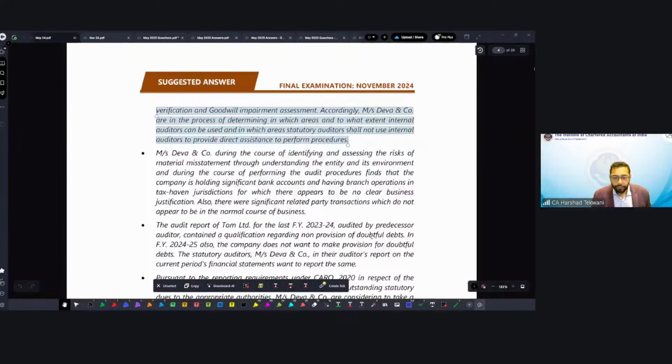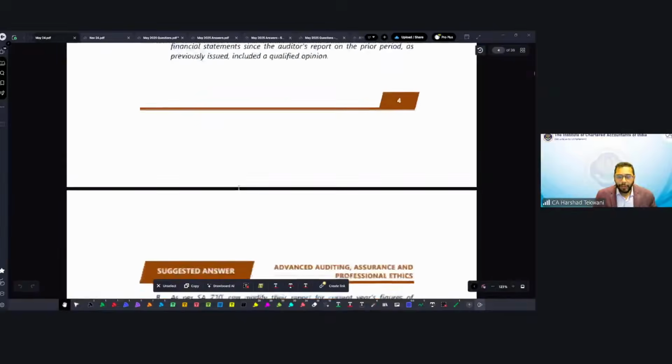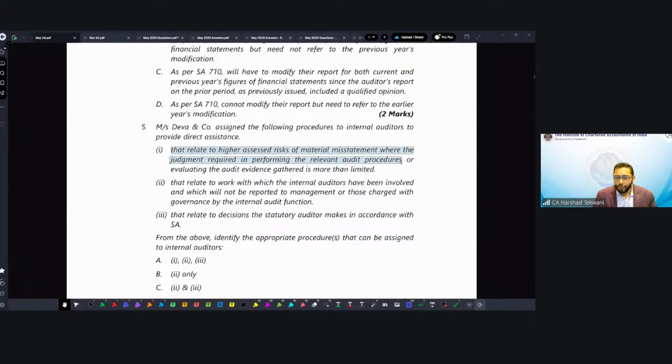Okay. So that was one of the scenarios. Now we will take questions. First, we'll see the questions on that. Now, what is the question? The question is, Messrs. Deva and Company assign the following procedures to the internal auditor for direct assistance. One, that relate to the higher risk areas of material misstatement, where the judgment required in performing relevant audit procedures or evaluating audit evidence gathered is more than limited.